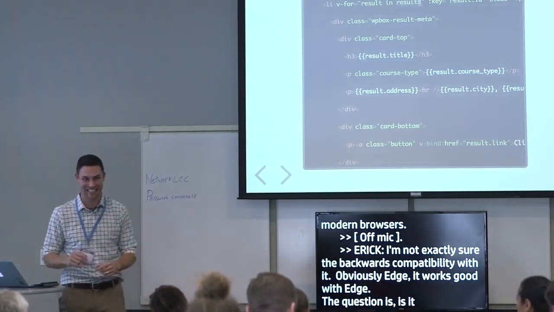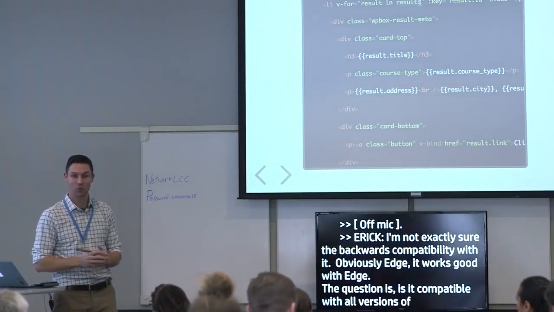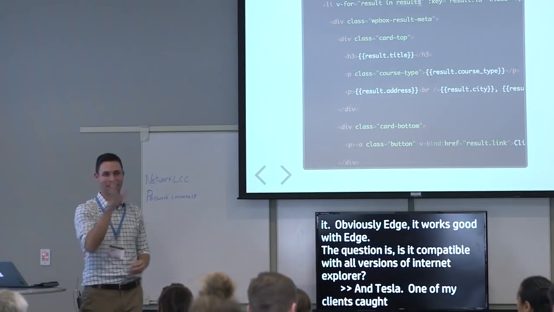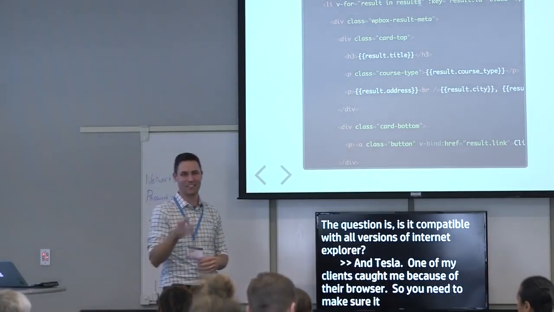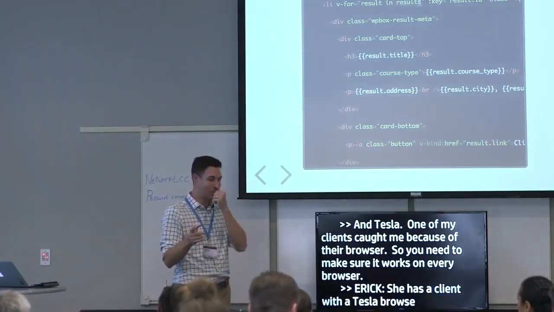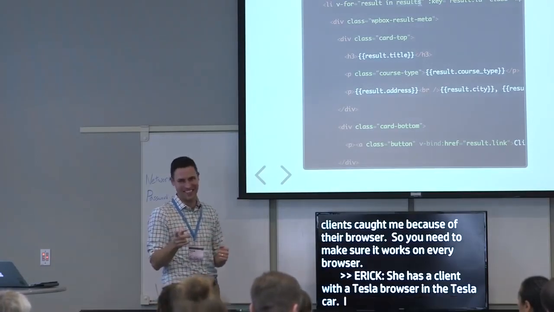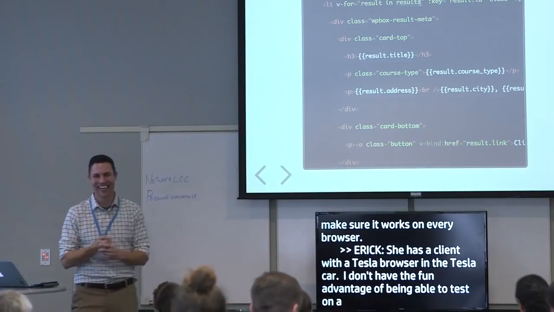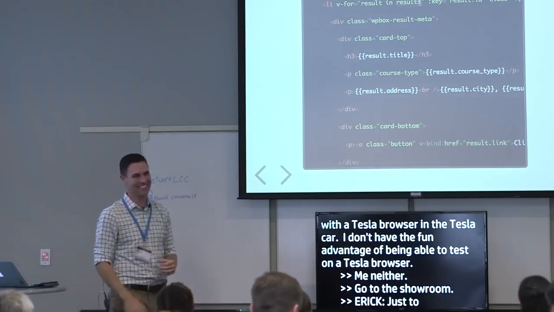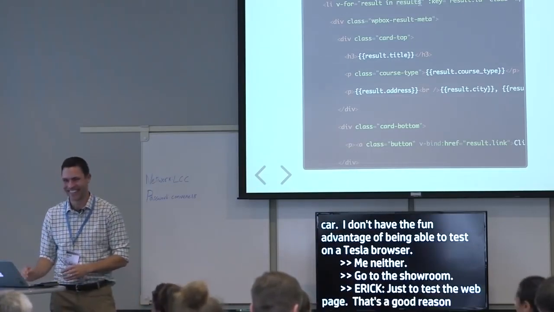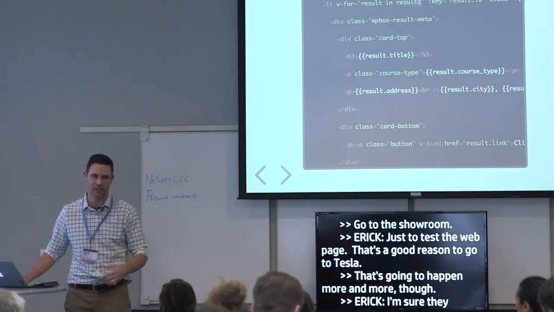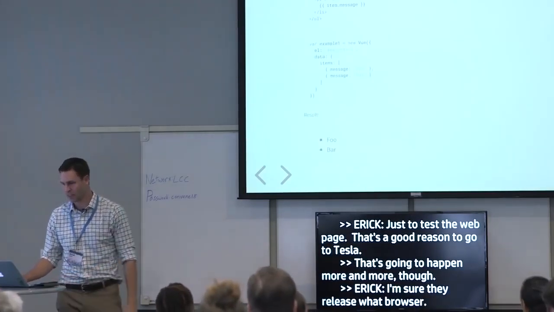Good question. And like car browsers, because Tesla has its own browser, and one of my clients called me because they couldn't see something on the Tesla browser. Wow. I'm sure that it works on every browser. If everybody didn't hear that, she's talking about a client who has a Tesla car with a browser in there. It's a great question. I don't have the fun advantage of being able to test on a Tesla yet. I know, me either. You could go to the showroom. I wish I did. You go to the showroom just to test a web page. That's a good reason to check out a Tesla. It's going to happen more and more, though. Absolutely. I'm sure they release what browser is in there.